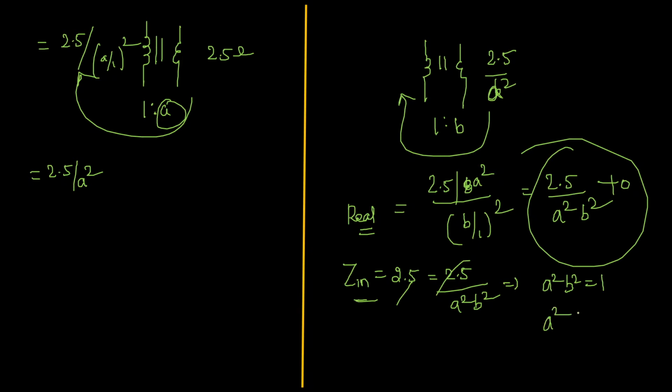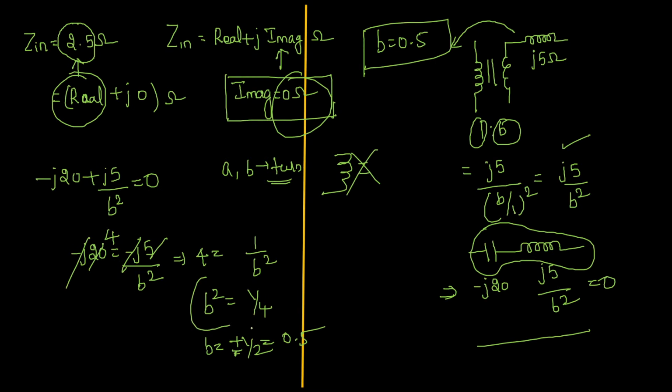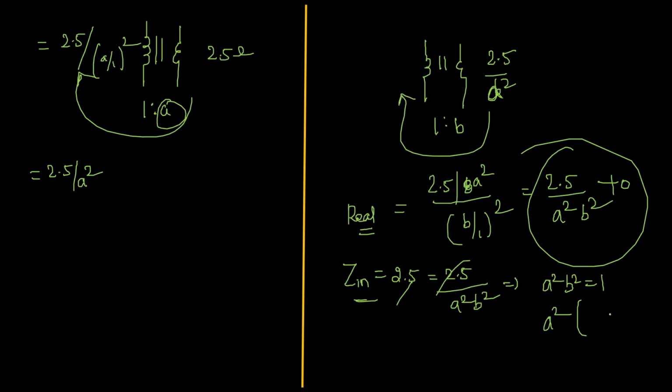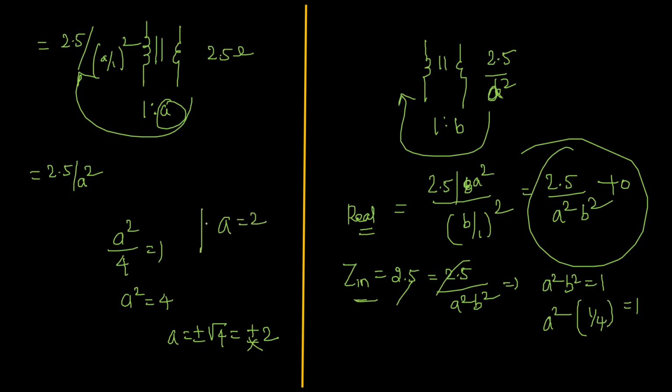Yes, sir. A square into, what is the value of b square? We know the value of b square equals 1 by 4. So let me substitute it. A square by 4 equals 1, or a square equals 4, or a is equal to plus or minus the square root of 4, or a is equal to plus or minus 2. But minus should not be the answer, plus only is the answer, because of the number of turns. So the value of a equals 2 and the value of b equals 0.5.